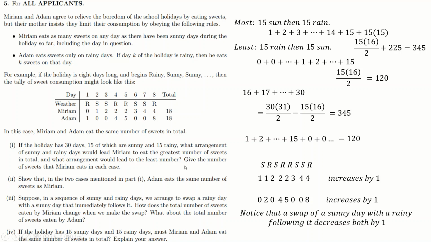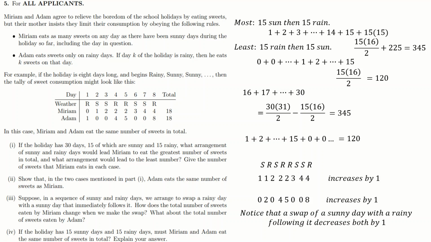So if you swap a rain for a sun in this order, both go up by 1. If you swap rain and sun in the other order, they both go down by 1. And you have a case, or you have multiple cases actually, where they eat the same number of sweets. So what we can say is we have this base case where they eat the same number, and any change we make to the sun and rain, as long as we don't change the total number of sun and rain days, as long as we just do swaps, doesn't change. It changes their amounts, but they both change by the same amount. They both either increase by 1 or decrease by 1.